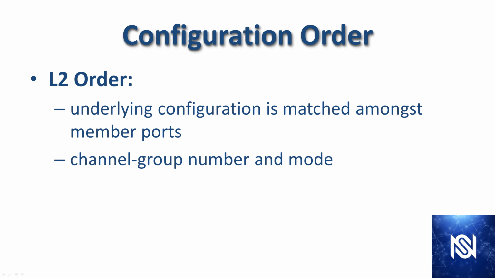And when it comes to the configuration steps for layer 2 Etherchannel, there really only is 2 steps. The first of which is making sure that the underlying configuration is matched amongst the member ports, making sure that all the configuration is the same. And then on each of the interfaces, configuring the channel group command while specifying the number of the Ether channel, which is what identifies it, and then the mode. And that too also has to be the same amongst all of the member ports.